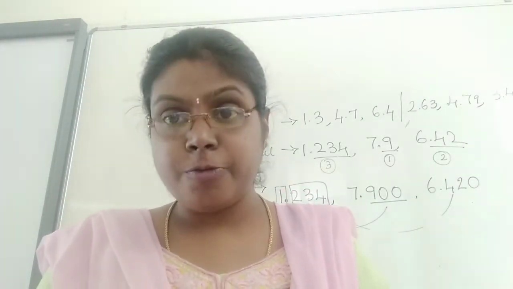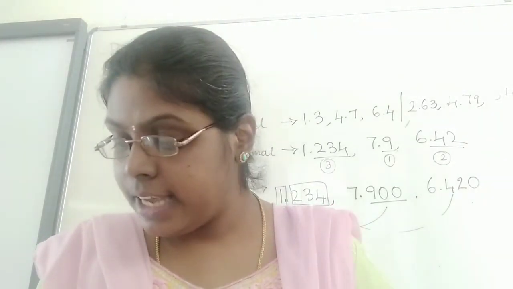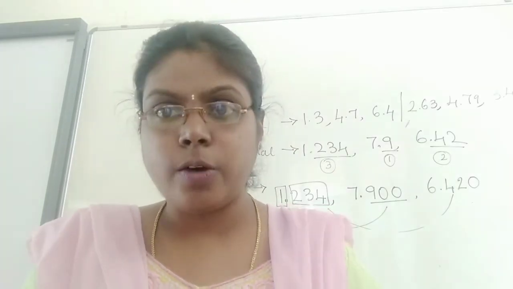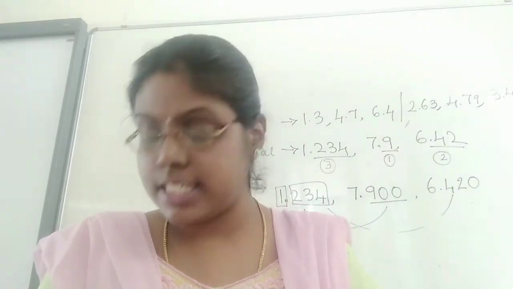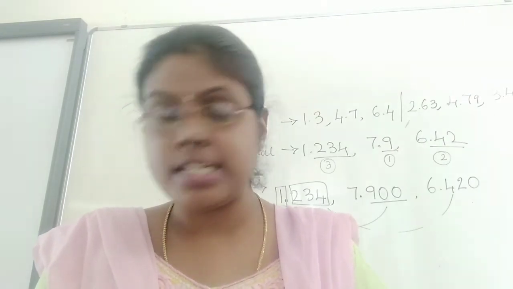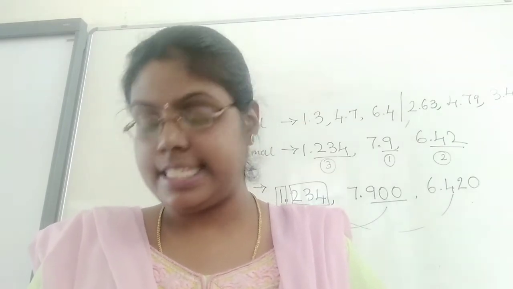If the number of digits after the decimal point is different, then they are said to be unlike decimals. I repeat, what is the unlike decimal definition? If the number of digits after the decimal point in a given set of numbers are not the same, then they are said to be unlike decimals.